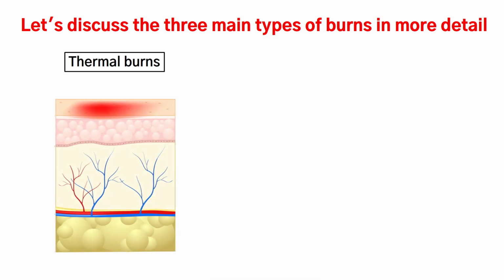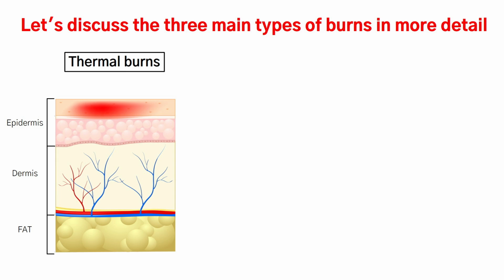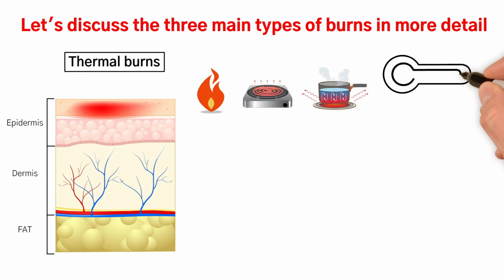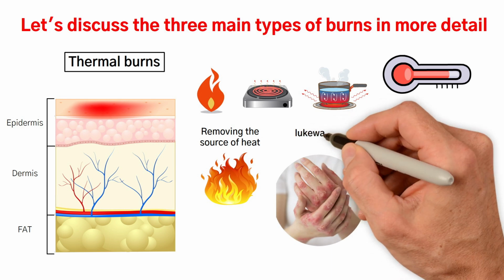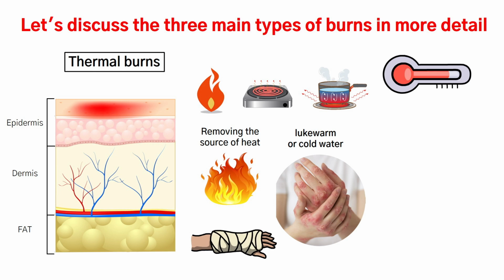Thermal burns are the most common type of burn and result from exposure to heat. This can happen when somebody is exposed to open flames, hot objects, or scalding liquids. The severity depends on the temperature and duration of the exposure. Proper treatment involves removing the source of heat, cooling the burn area with lukewarm or cold water, covering it with a sterile dressing, and preventing further injury or infection.